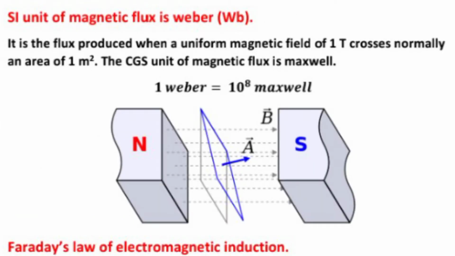SI unit of magnetic flux is Weber. It is denoted by Wb. It is the flux produced when a uniform magnetic field of 1 Tesla crosses normally an area of 1 meter square. The CGS unit of magnetic flux is Maxwell. 1 Weber equal to 10 to power 8 Maxwell.